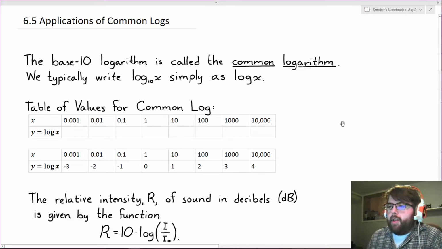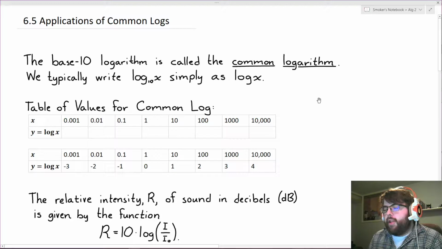Hello, Algebra 2 class. In this video, I'm going to talk about Chapter 6, Section 5, the common log. So we've been dealing with logarithms, and logarithms have a base. So log base 2 of 8 is 3, right? 2 to what power gives me 8? The answer is 3.